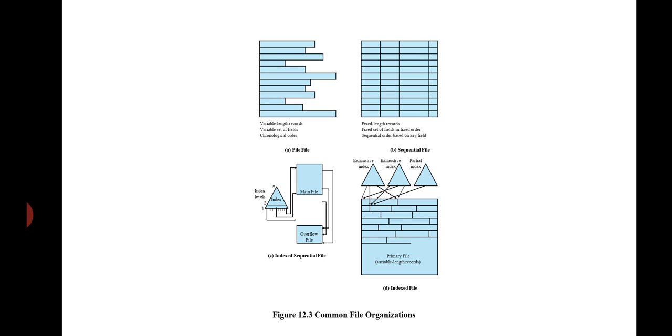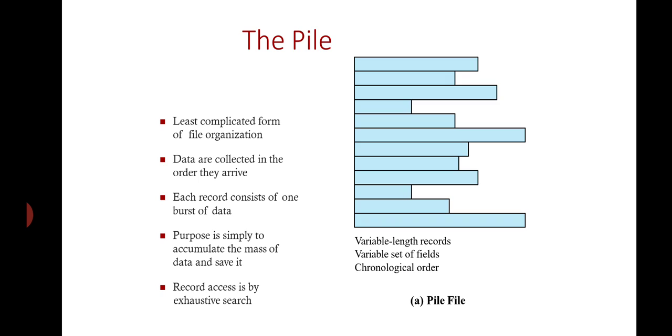Here they have given a good example for each. The first one is pile. It is variable length files, stored one after the other. Sequential means it is a table format. In index sequential, each table is separate, then connected together. The index file is like your textbook. There is a table of contents, we read the page number, and on that particular page we get the data. That is called an index file system.